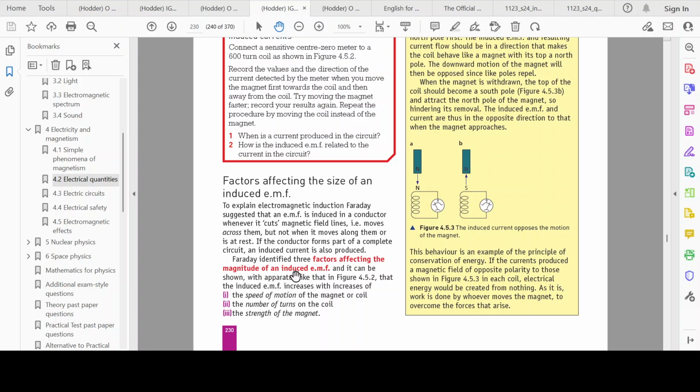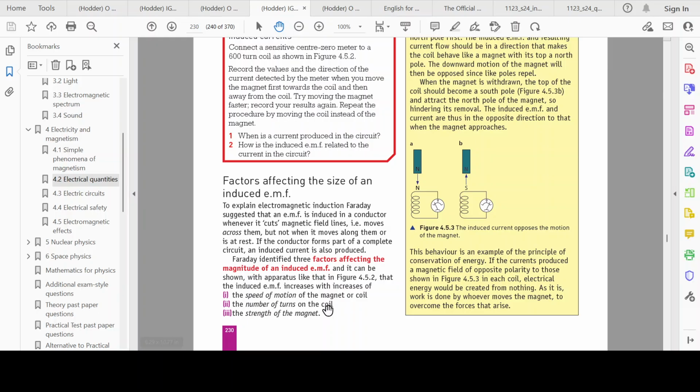So what are the factors affecting the magnitude of an induced EMF, the electromotive force, or the voltage? Well, for EMF you don't use voltage, you use voltage for potential difference. And so you could guess, these are the three things: the speed of motion of the magnet or coil, whichever one is moving. So the faster you move it, the more EMF you're going to get.